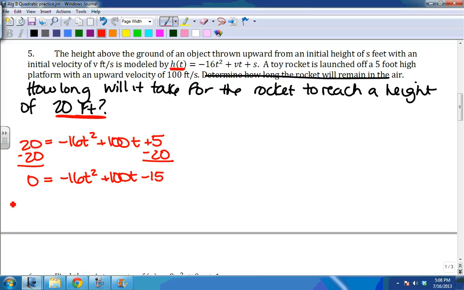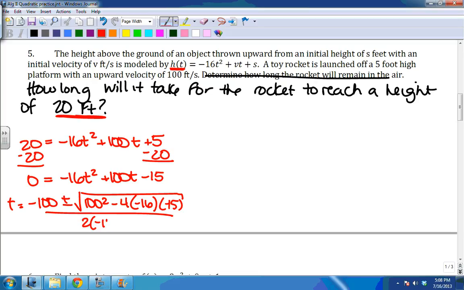Now that my quadratic equation is equal to 0, I can go ahead and use the quadratic formula. So I'm going to set it up with my negative b plus or minus the square root of b squared minus 4ac, all over 2a. I'm not going to go through all the steps. I recommend you pause the video, try to solve it, and we'll compare answers at the end.